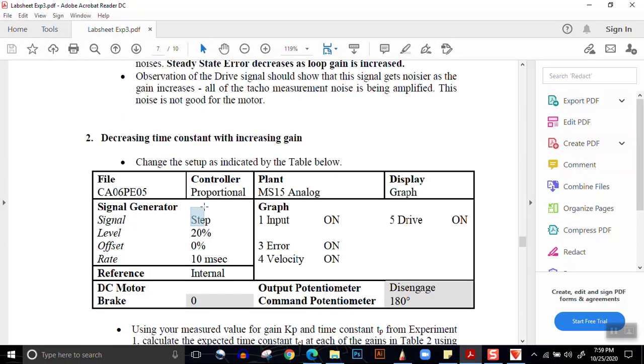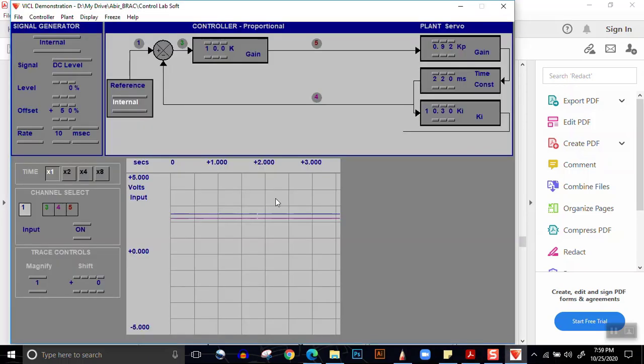In order to measure this, we go above and change the simulation settings. So we take a step input level of 20% and a rate of 10 milliseconds. Then let's go to the simulation. We make the input step level 20%, offset as 0. So we have a step response available now at this moment.